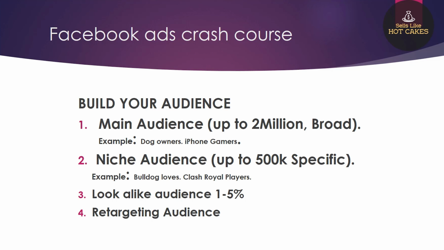Now let's talk about building your audience. So again, this will be your main audience up to 2 million, which is broad targeting, for example, dog owners or iPhone gamers. And this can be niche audiences up to 500,000 people. It's a specific audience, for example, Bulldog lovers or Clash Royale players. Then you'll be building lookalike audiences, from 1 to 5% lookalikes, and finally, you'll be building custom retargeting audience for people who already visited your website.